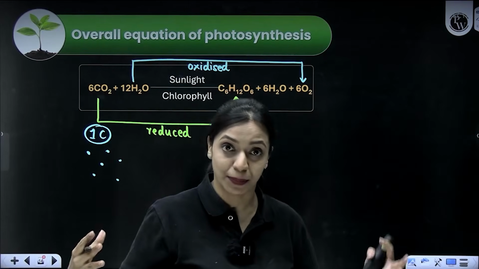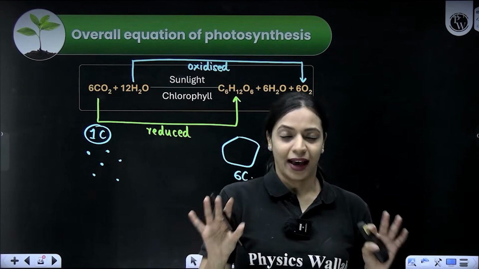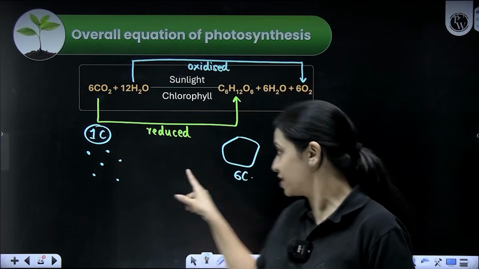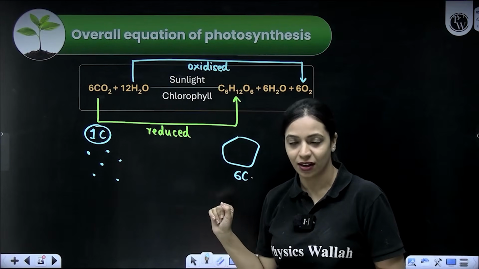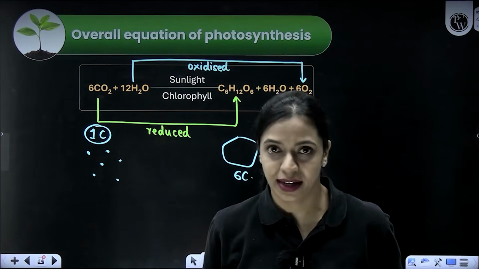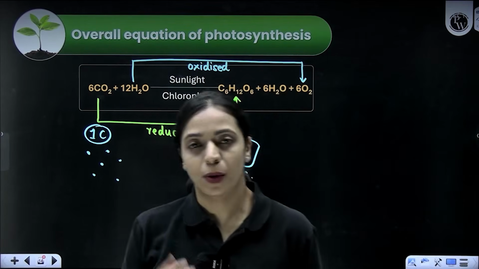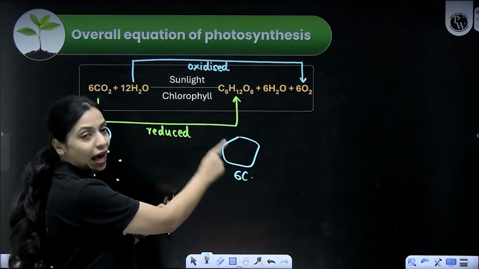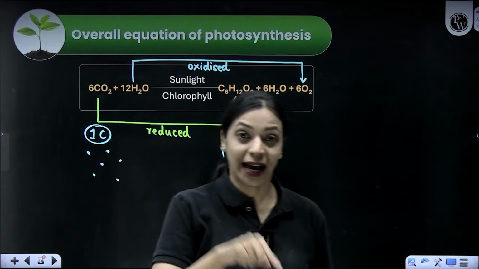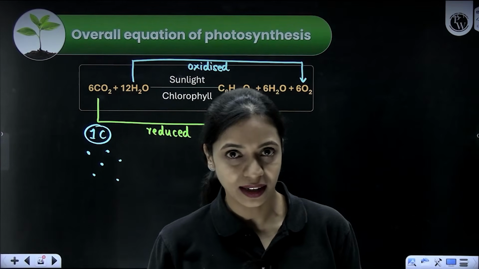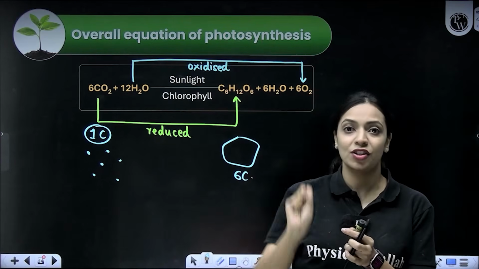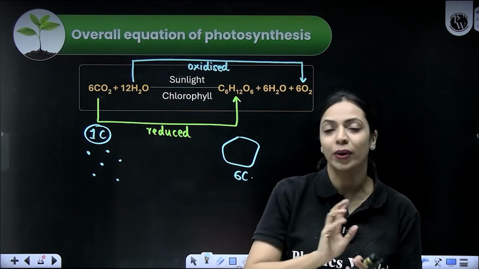Whenever anything is getting built inside a cell, energy will be consumed. Plants cannot directly use the sun's energy for this reaction. Anything that has to happen inside a cell, energy is utilized in the form of ATP only. So first, what do we need? For this to happen, energy is required. That energy plants obtain from sunlight, but they can't directly use that sunlight. So that absorbed energy from sunlight has to first be converted into ATP.